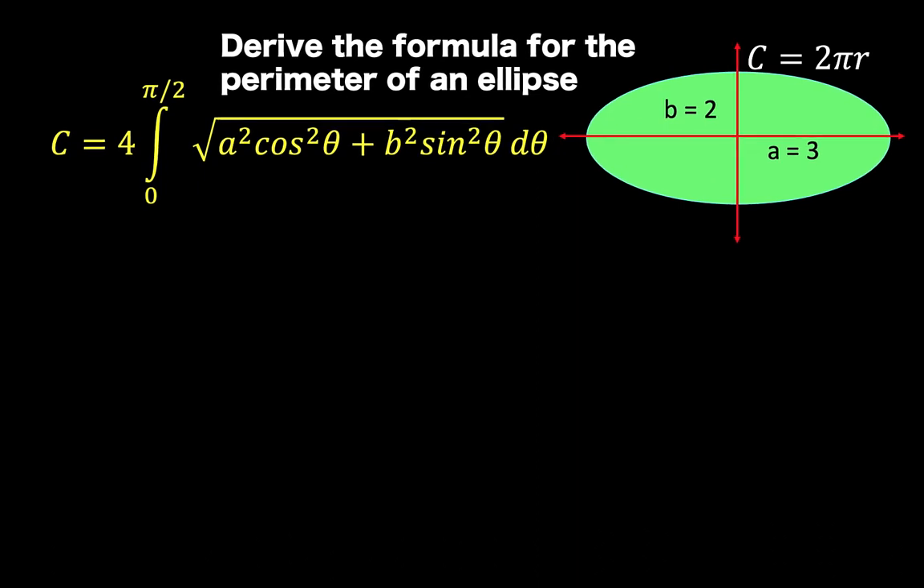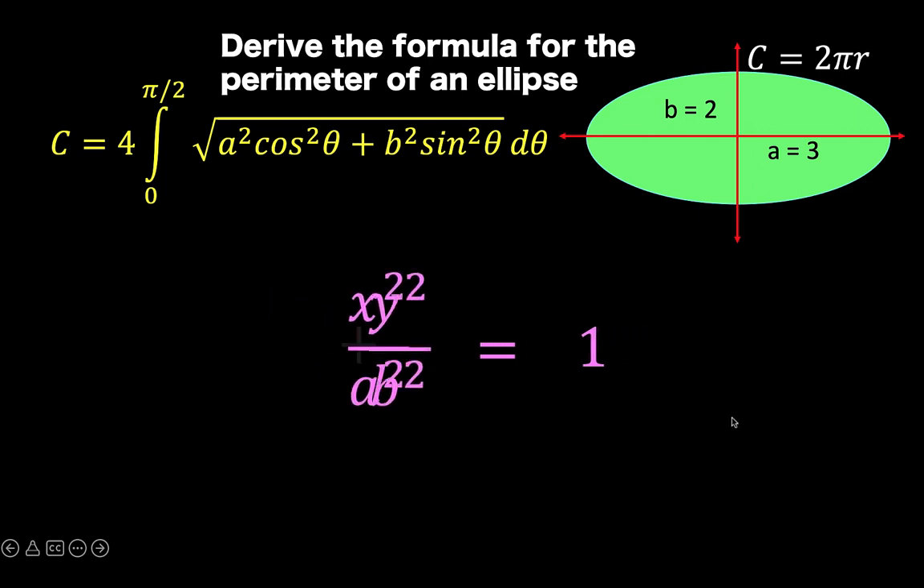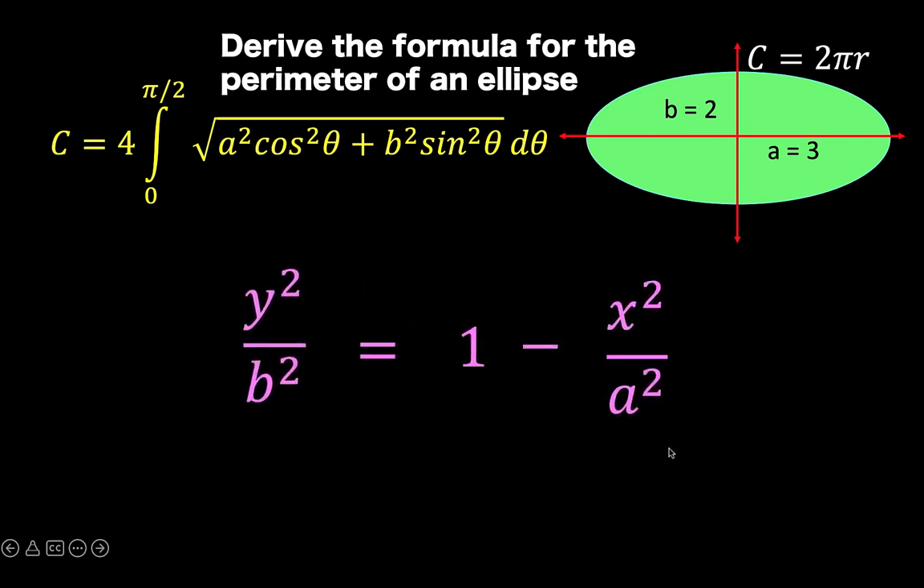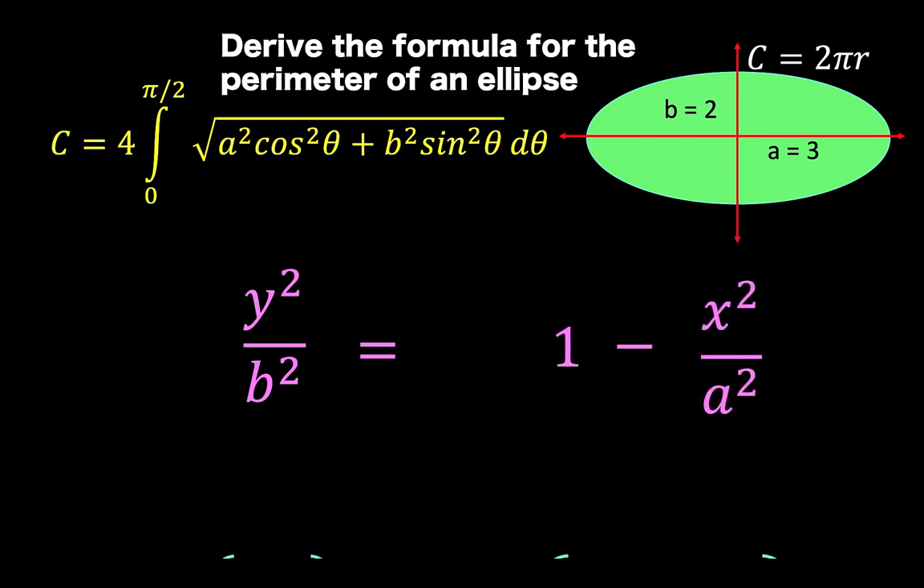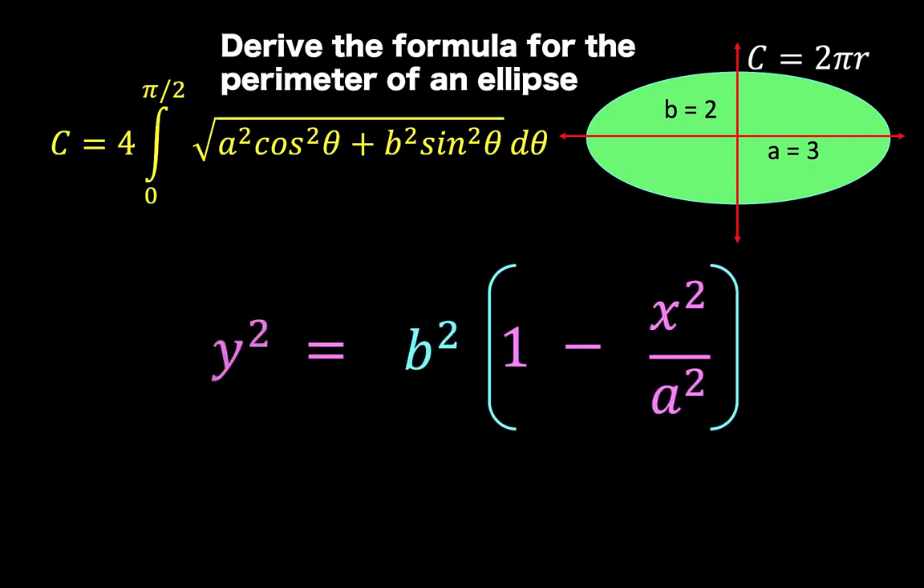Let's begin with the standard form of an ellipse. x squared over a squared plus y squared over b squared is equal to 1. Then let's solve this for y. So we transfer this x squared over a squared to the other side by subtracting x squared over a squared from both sides of the equation. And then let's multiply both sides by b squared. And we arrive at y squared equals b squared times the quantity 1 minus x squared over a squared.